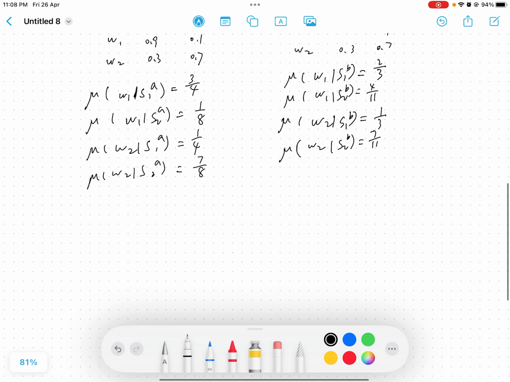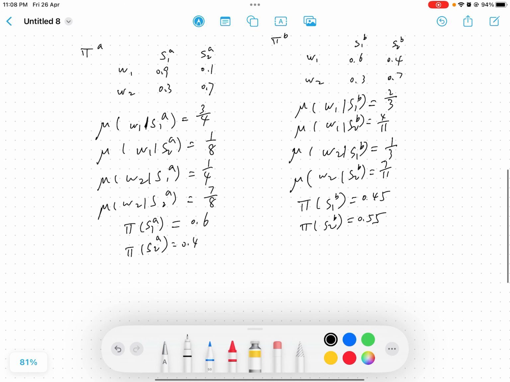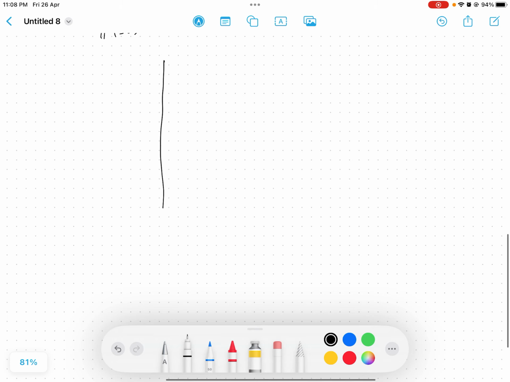We also have our total probability of sending S1a, in this case 0.6, and pi S2a is 0.4, of course. Correspondingly, pi S1b is 0.45, and pi S2b is 0.55. Those are very simple and straightforward calculations that we can do for those two signals.